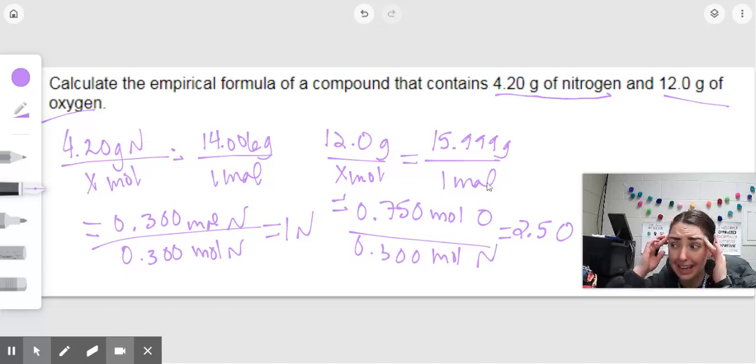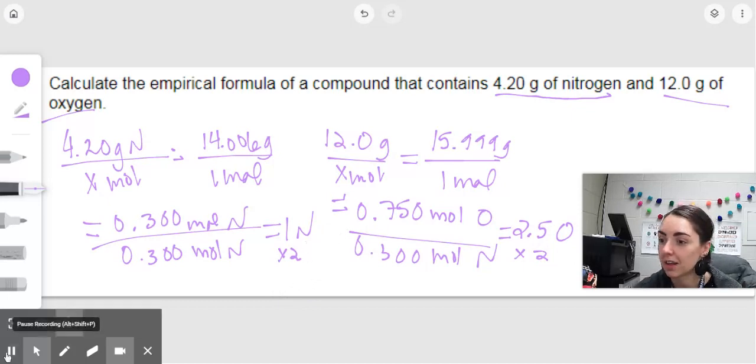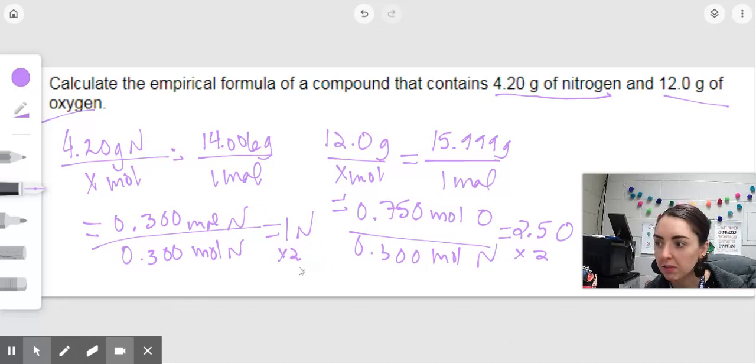So I say, okay, what can I multiply this by to clear that fraction? Well, it's 2.5, so 2 1/2. So I can multiply that by 2. So I'm going to do times 2, times 2, because what you do to one thing, we have to do to both. We want to keep the ratio the same. So that ends up being 2 N. I multiply these both by 2. Now I've got 2 N's and I've got 5 O's.